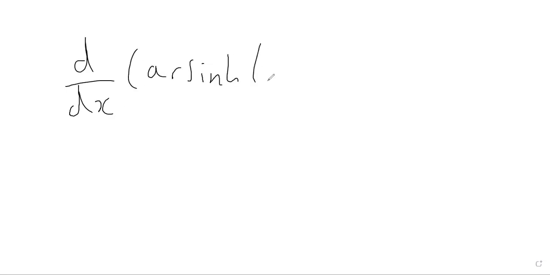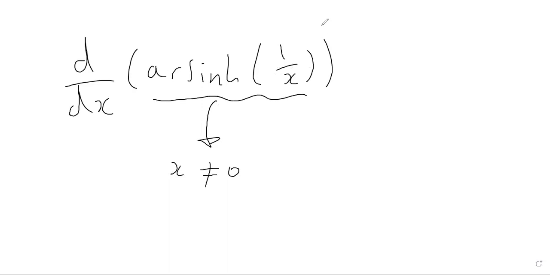Hi, so today's video is going to be about differentiating the function arsinh, or inverse hyperbolic sine, of 1 over x. So that's what we want to do in today's video. Again, it's worth noting, like previous similar videos, that we've got this 1 over x as a variable. So x can't be equal to 0 because you can't have 1 divided by 0. That's not defined.